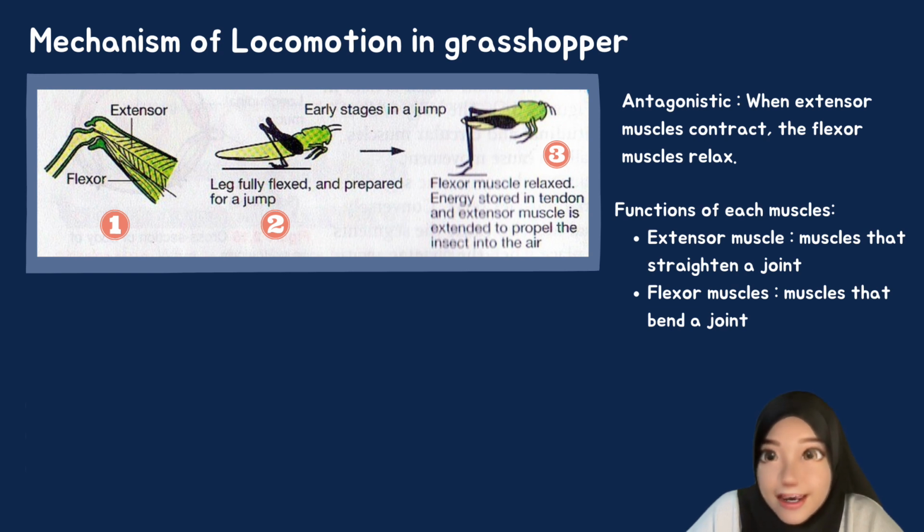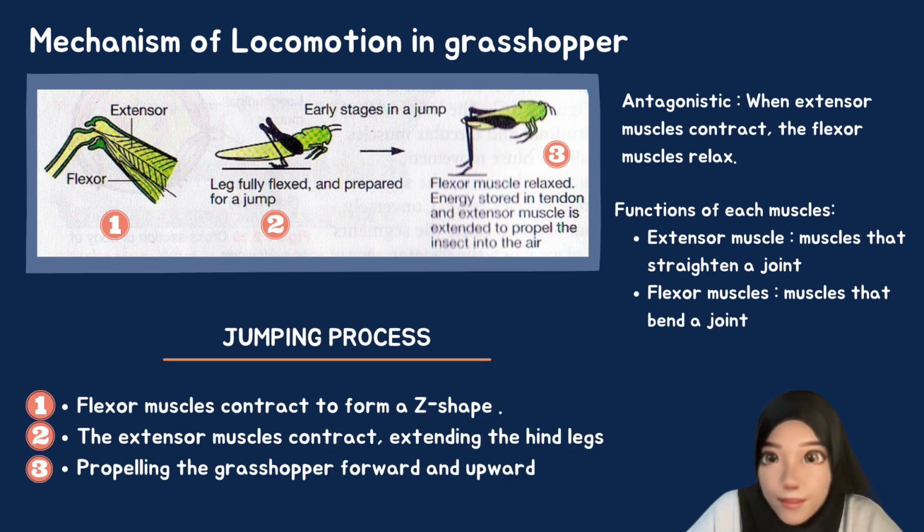Let's take a look at the jumping process for grasshopper. First, the flexor muscle contracts to form a Z shape. Then, the extensor muscles contract, extending the hind legs. This movement results in propelling the grasshopper forward and upward. And this is the end of the jumping process for grasshopper. Very easy to remember, right?